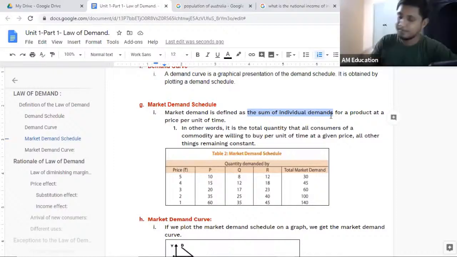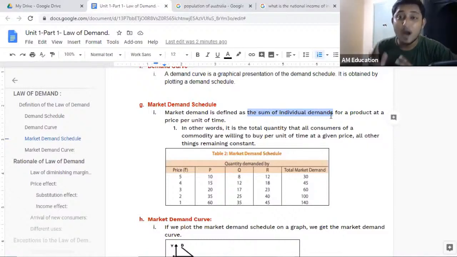Me, Bhavani and Navya are the customers of that shop. So I require 10 kgs of rice, Navya requires 15 kgs of rice and Bhavani requires another 10 kgs of rice. So my 10 kgs, Bhavani's 10 kgs and Navya's 15 kgs are individual demands. So there will be a different demand schedule for me, for Navya and for Bhavani.